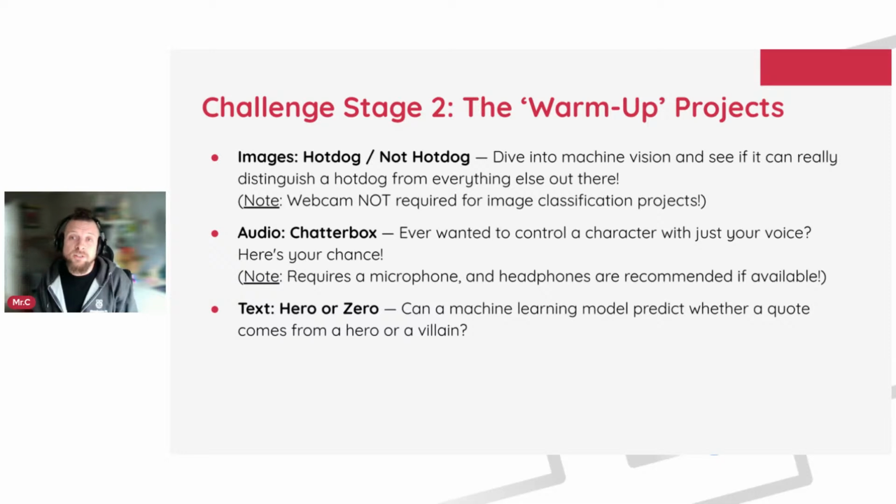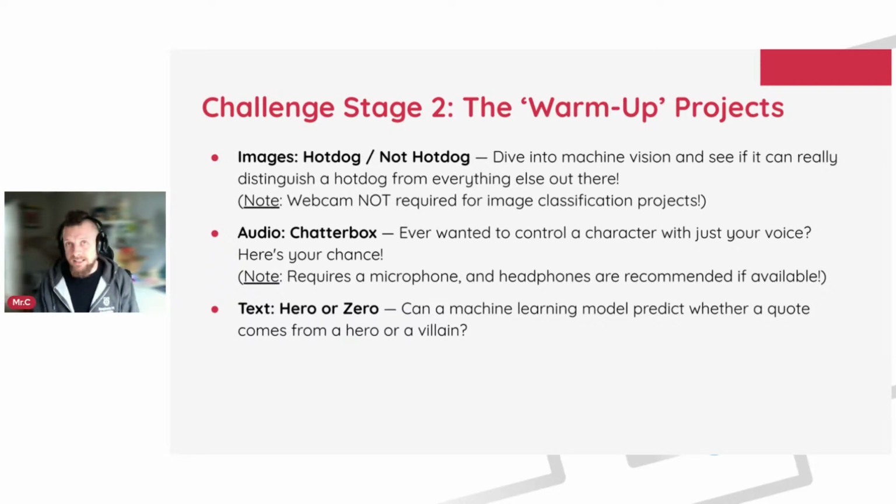So once they've chosen that data type, they do each one of these. So there's hot dog, not hot dog, or seafood, which dives into machine vision, and it sees if your machine vision algorithm can determine between foods that are a hot dog or not a hot dog. We have one called Chatterbox, where the young people do audio classification. So they say the words up, down, left, and right into the machine learning model, get other people to say it, different intonations, different voices, to get that really nice, robust data set. And then once they've got that, they can build a Scratch project that controls the sprite on screen by saying those words.